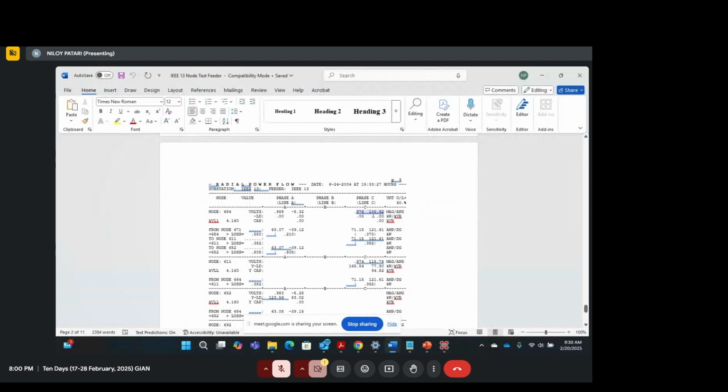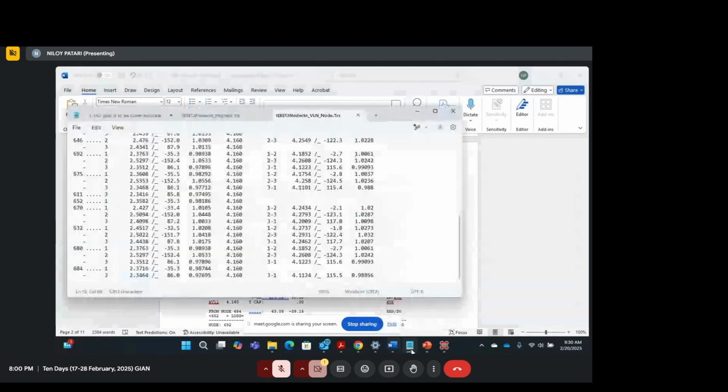So at 684, you have this 0.988 at phase A, and at phase C you have 0.976, right? So at 684, it's like 0.9874 and 0.976, which is pretty close to each other. So you can pretty much say the voltages kind of match with each other.